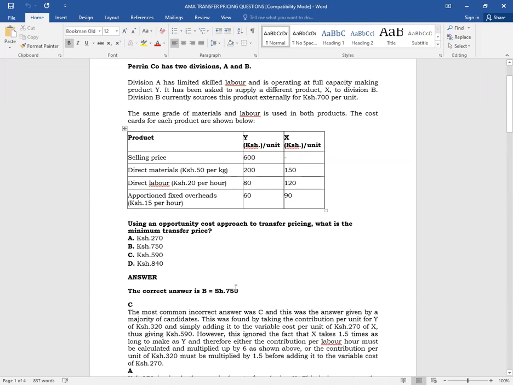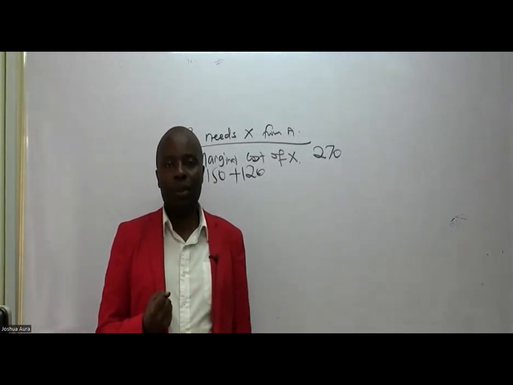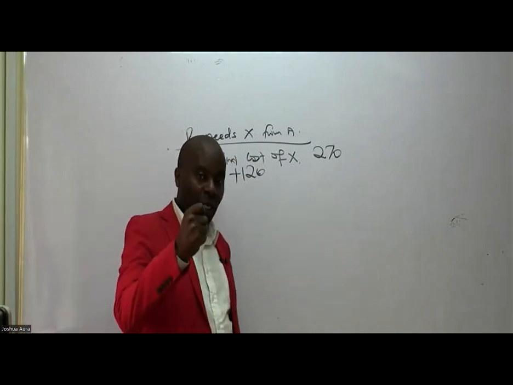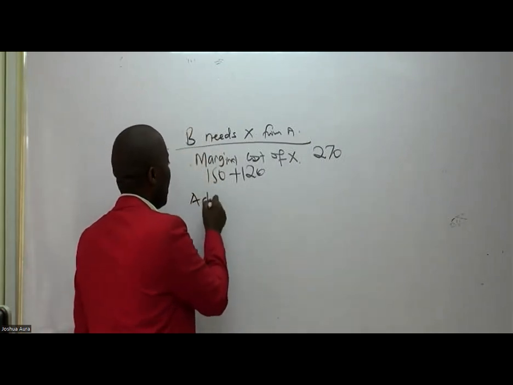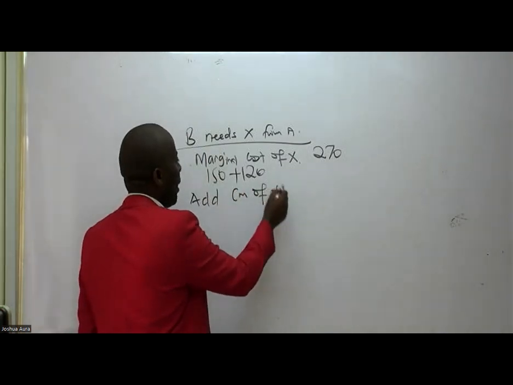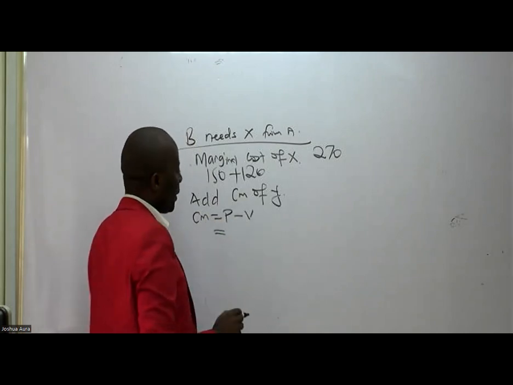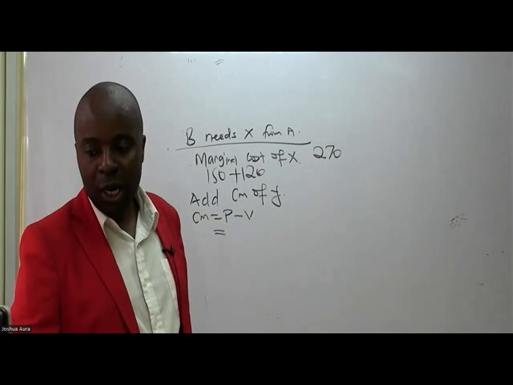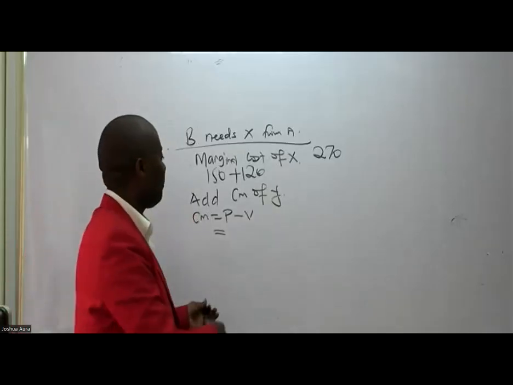So this Y that we are producing currently, how much does it contribute to the organization? Give me the contribution of Y, because I'm going to sacrifice, I'm going to relinquish that contribution. So add here the contribution margin of Y. I know contribution margin is price minus variable cost. So what is the selling price of Y? The selling price of Y, according to Eric, is 600.